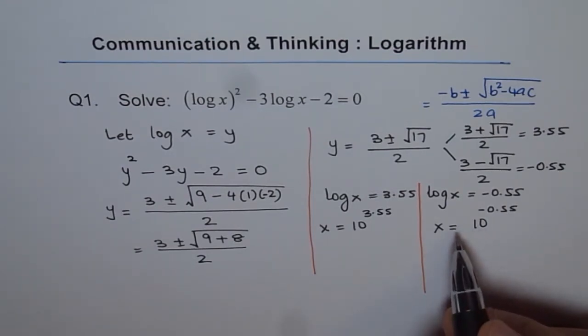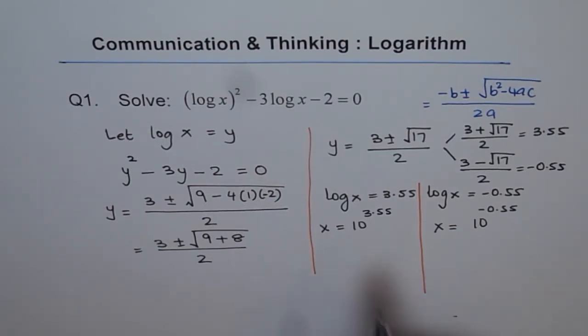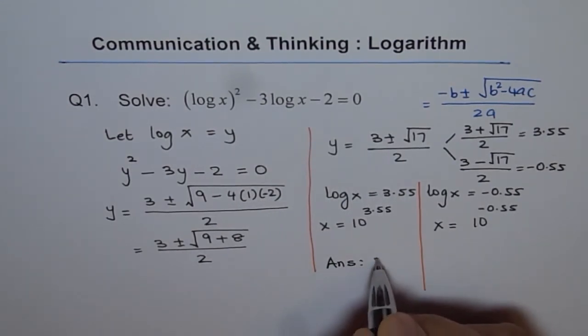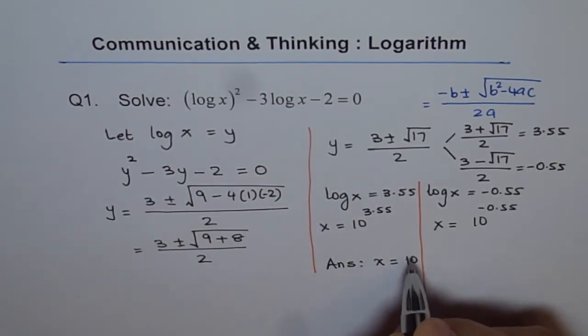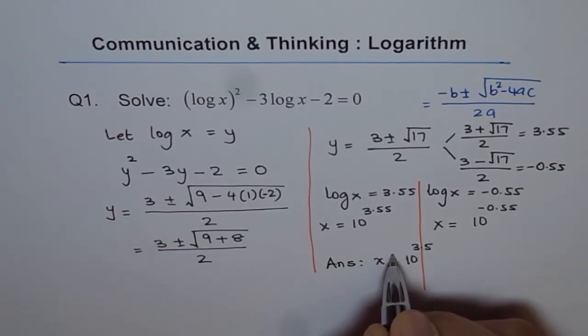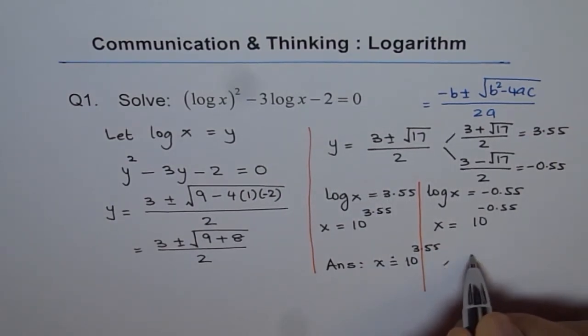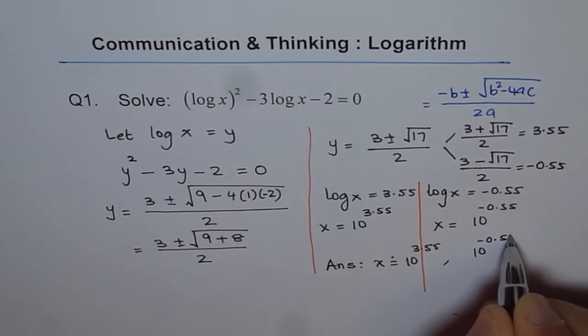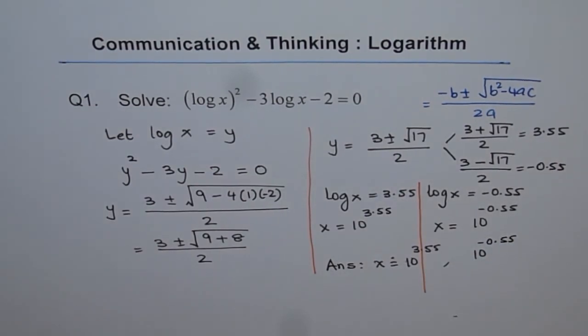So we get two solutions for this particular equation. We can write down our answer: x is equals to 10 to the power of 3.55, approximately, or 10 to the power of minus 0.55. So that is the solution for the given equation.